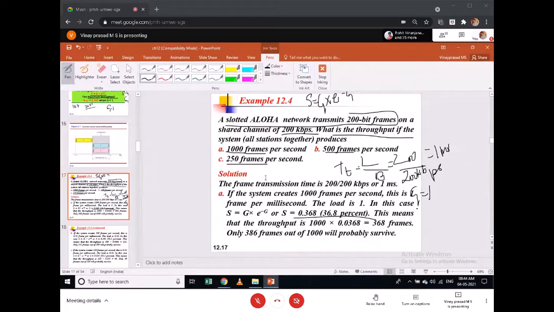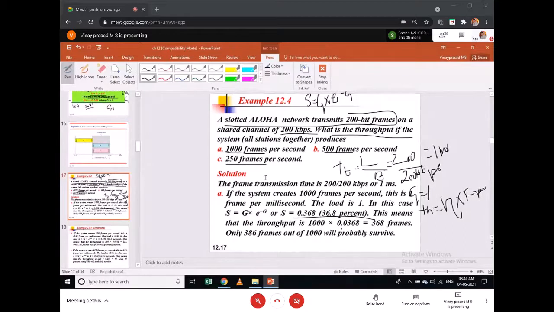Then how will you find the throughput? Throughput is N into efficiency, that is, the number of frames generated times the efficiency. So that is 0.368 into 1000. You will get 368 frames completing their transmission out of 1000 frames.